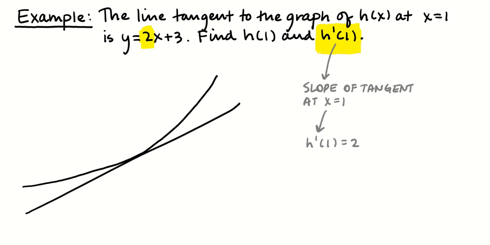Okay. Now to find h of 1, I need to think about what it means for a line to be tangent to a curve. It means that they have the same slope, but also the same y value. And we know how to find the y value of the tangent line at x equals 1. Y is going to be equal to 2 times 1 plus 3, which is going to be 5. Okay? And we know that at the point of tangency, they have the same y coordinate. So that means to me that h of 1 is equal to 5.